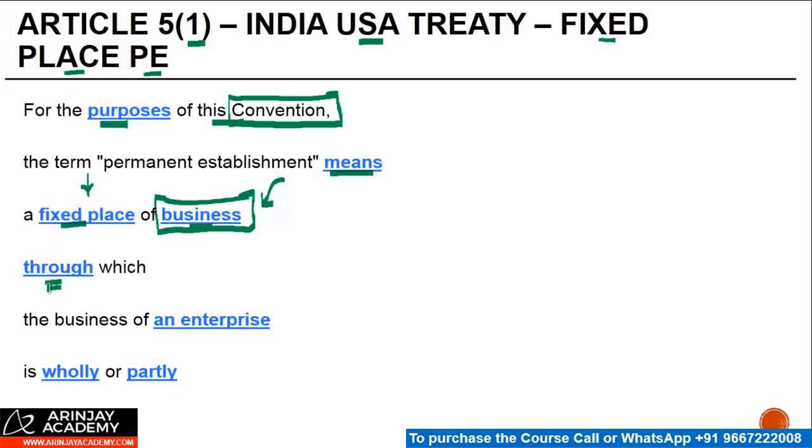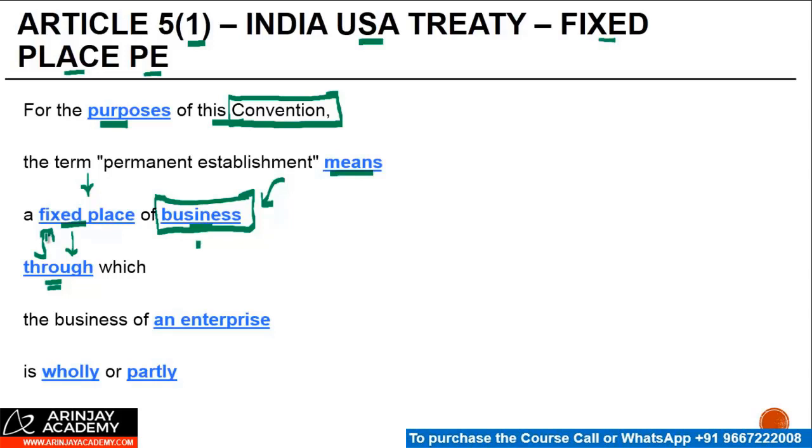Through which, what does this word through mean? What this means is that when we refer to a fixed place, the business which we are considering should be carried on through that place. There's no point having a fixed place of business, right, from where the business is not carried on. So let's say if there is a liaison office that is there. A liaison office is a fixed place of business, right?